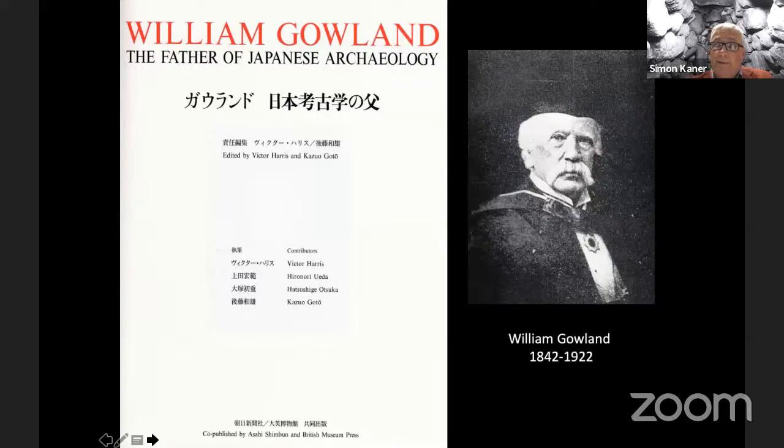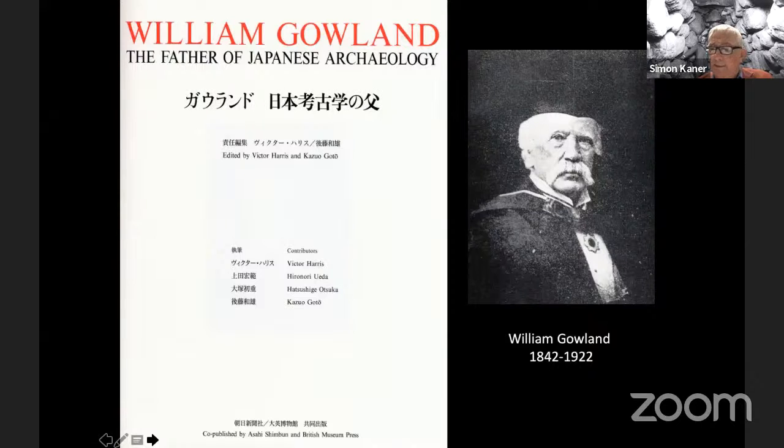We know a lot about him. He's of great interest partly because of his tremendous set of material and archive that he left with the British Museum on his return from Japan. And this formed the basis of the Gowland collection, which was, I think it's fair to say, rediscovered by the former keeper of Japanese antiquities at the British Museum, Victor Harris, and his colleague, a journalist from Asahi newspapers, Goto Kazuo, who published this wonderful book, William Gowland, the Father of Japanese Archaeology, back in 2003.